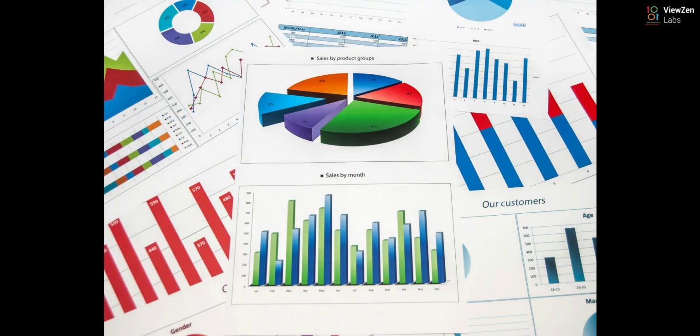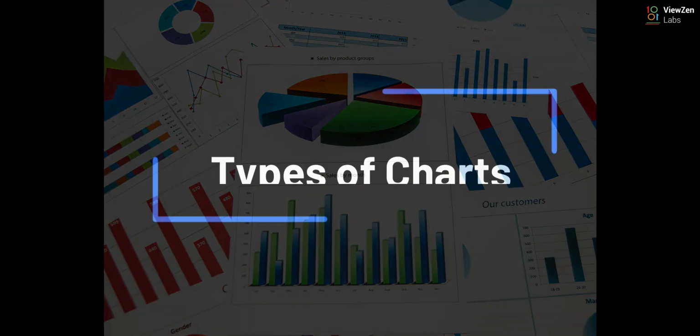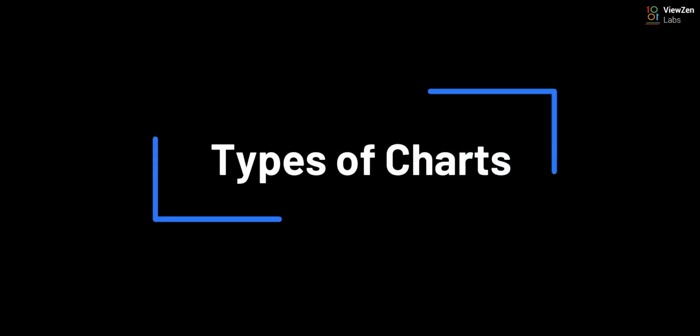Charts are a highly preferred mode of representing the data as they enable users to derive a diverse set of insights and perspectives about the underlying data with visual inspection. This facilitates decision-making on data for improved business outcomes. Let's learn more about different types of charts used in ViewZen Labs.